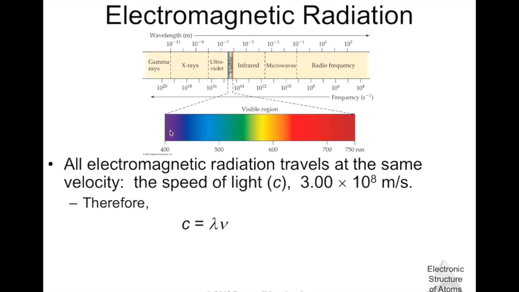And basically all electromagnetic radiation travels at the same velocity, which is the speed of light, c, approximately 3.00 times 10 to the 8 meters per second. So the speed of light equals wavelength times the frequency.